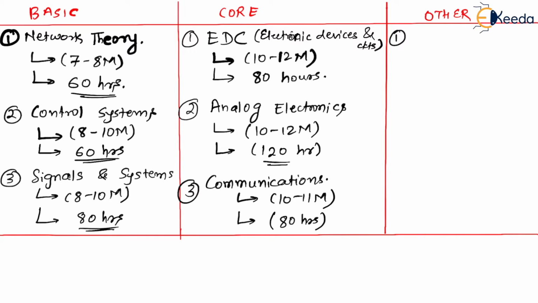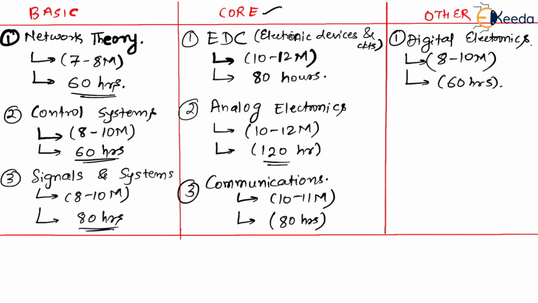Then in other subjects, what subjects you have, you are going to have, let us say, EM waves, digital electronics. Of course, digital electronics can also be taken as a core subject, but it's okay because you can take it, right? No problem with that. So in digital electronics also, the weightage is around 8 to 10 marks, and the time required to complete it is going to be somewhere around 60 hours.